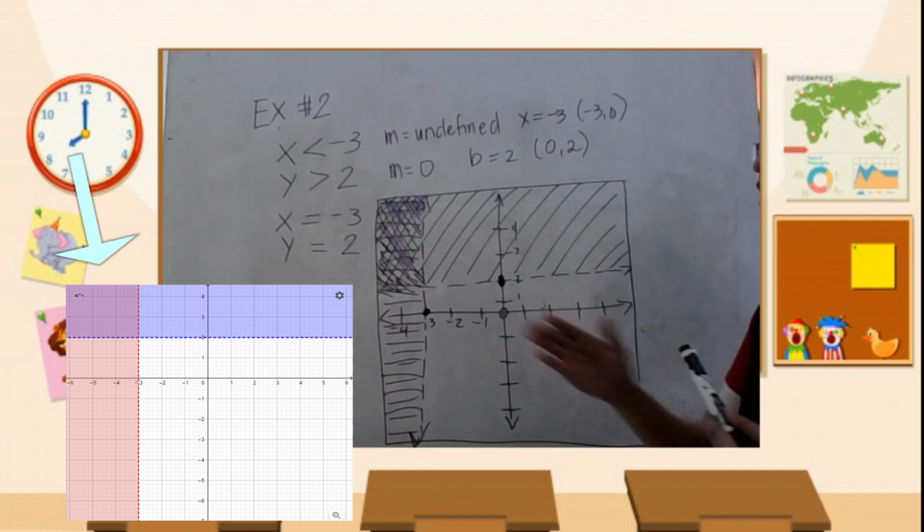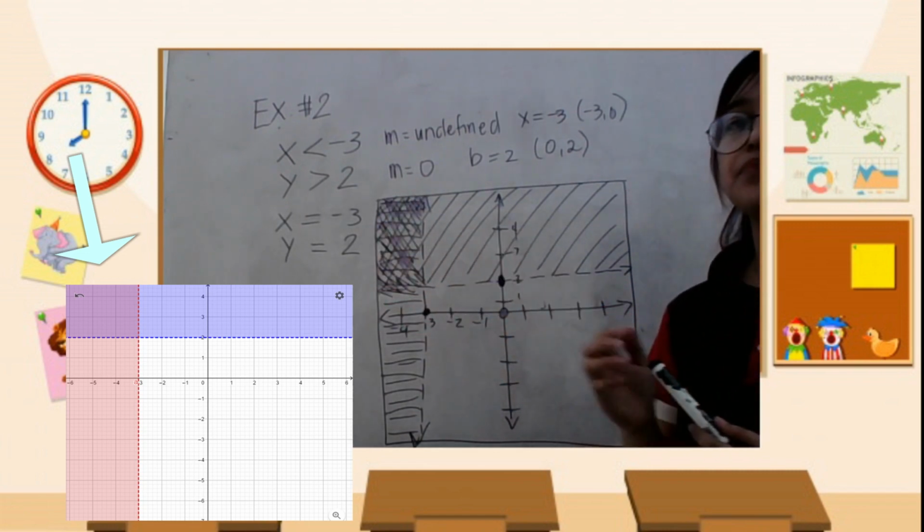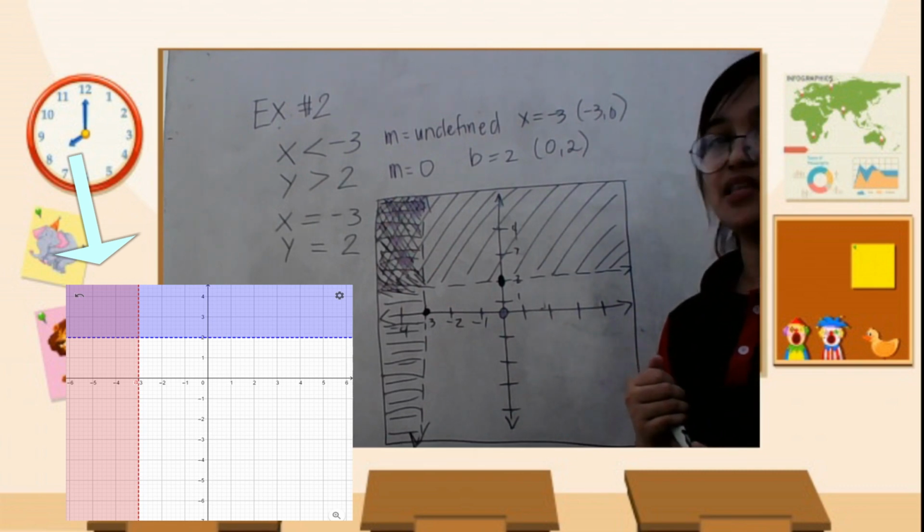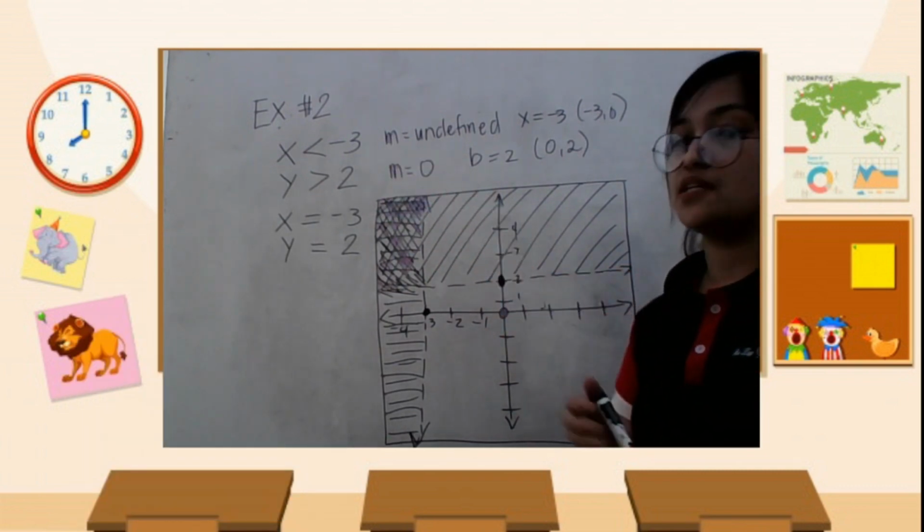Okay? So, ito pong part na ito ang ating tinatawag na solution of the systems of x is less than negative 3 and y is greater than to 2.